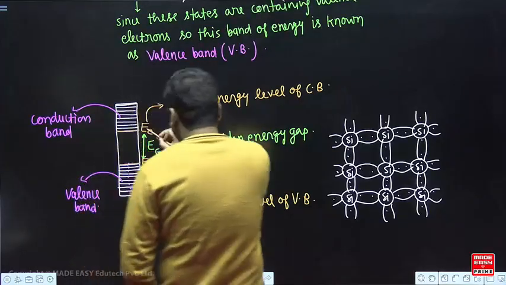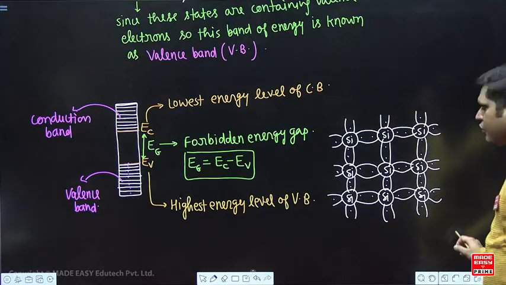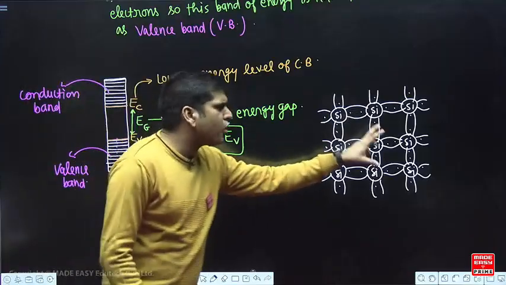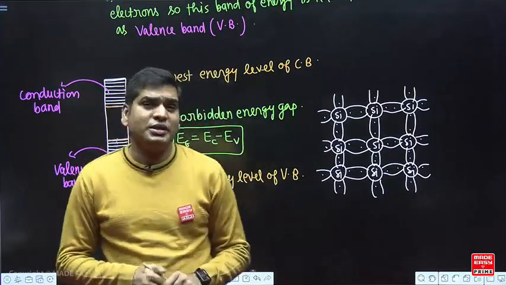Mathematically, the difference between these two is called the forbidden energy gap. Now you see, if any electron is in the valence band, it is a bonded electron, and a bonded electron is not free to move anywhere in the material.